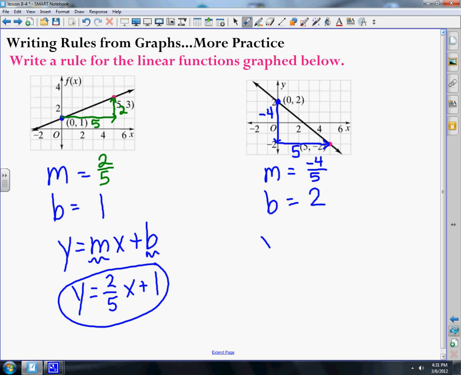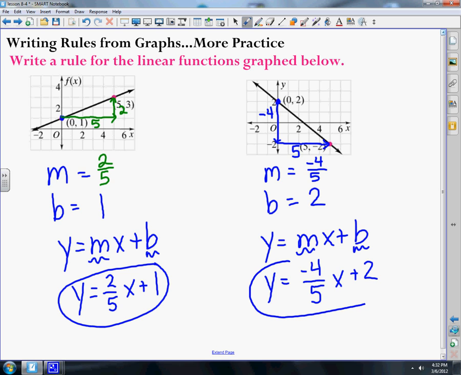So when we write our equation, y equals mx plus b, we will substitute in the slope and the y-intercept. So y is equal to negative 4/5 x plus 2. And this is the rule for this graph.